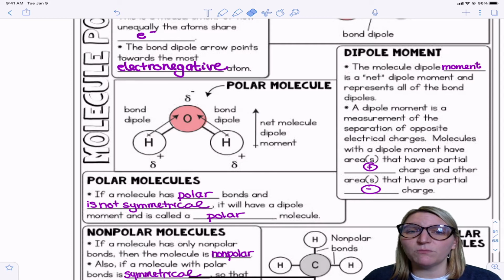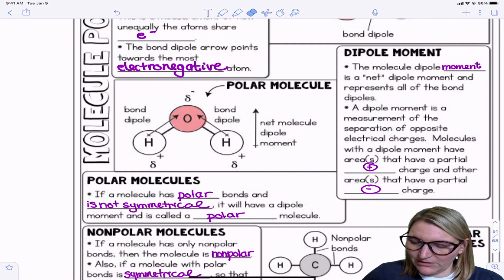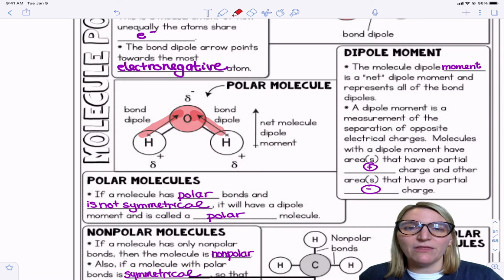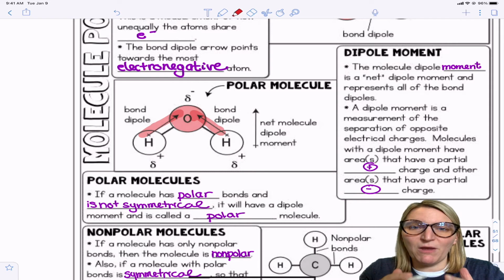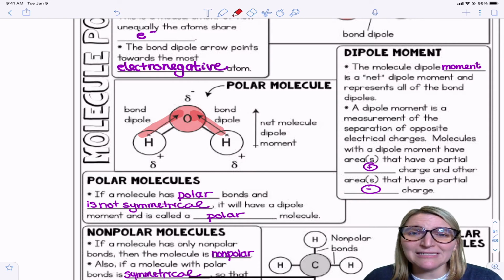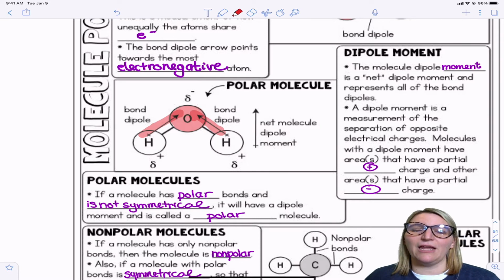First of all, water is polar because it is bent. And because it is bent, you can see that those two bond dipoles point towards the same area. They both point up towards the oxygen. That means that the electrons spend more time around the oxygen atom. That means that the oxygen atom is partially negative, the hydrogen side of that molecule is partially positive, and that is a polar molecule.